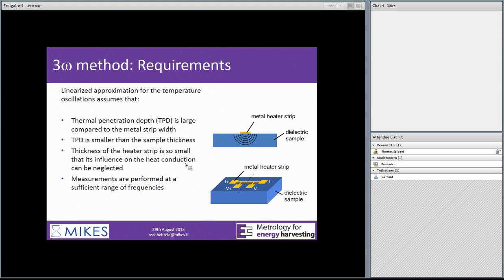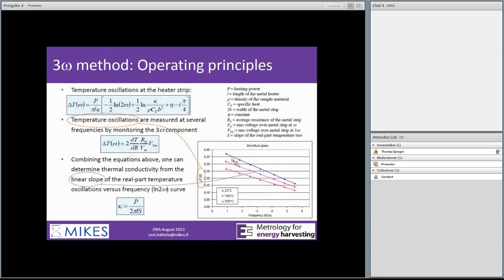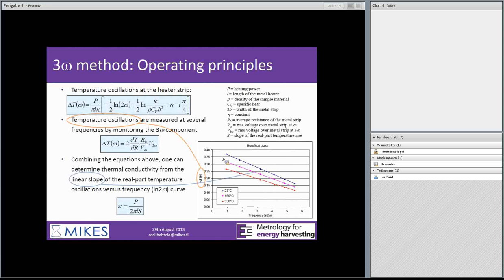Also, typically the thickness of the heater strip is very small, so that the influence of the heat conduction through or via this metal strip can be neglected. And also the measurements must be performed at a sufficient range of frequency so that we get this kind of nice linear behavior detected.